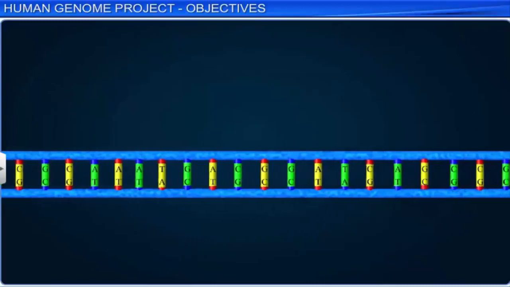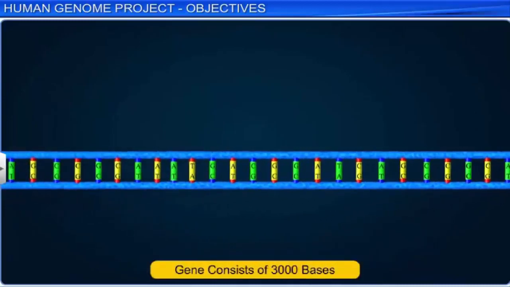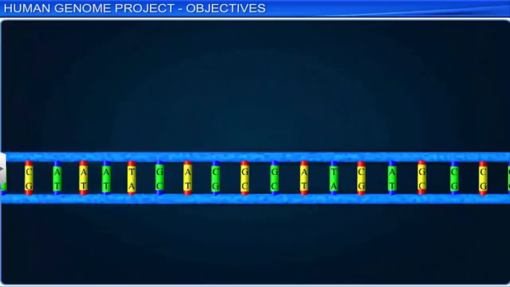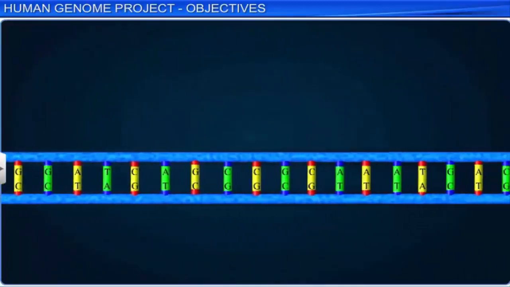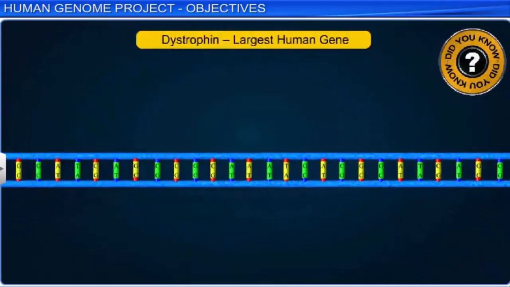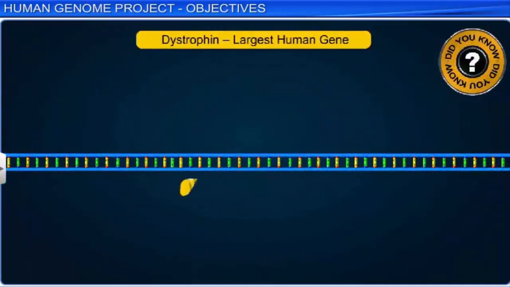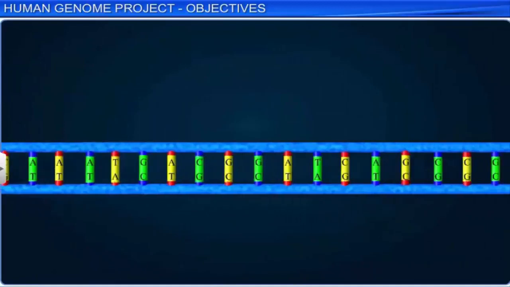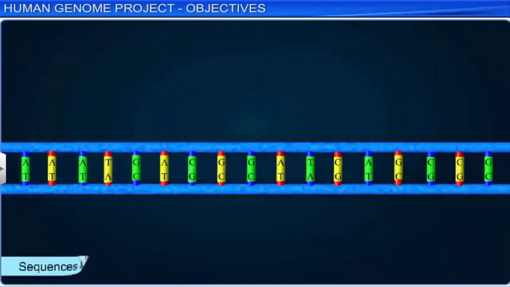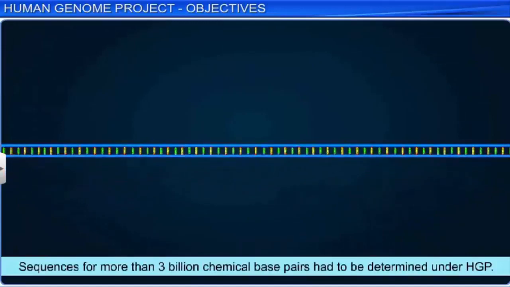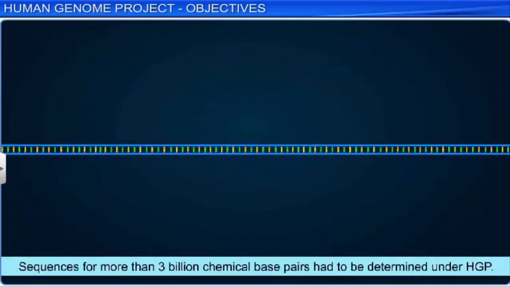The average gene consists of 3,000 bases. However, gene sizes vary greatly. Did you know that dystrophin is the largest known human gene, which has 2.4 million bases? Now, if you add the number of base pairs in the human genome, the sequences of more than 3 billion chemical base pairs would have to be determined under the HGP.